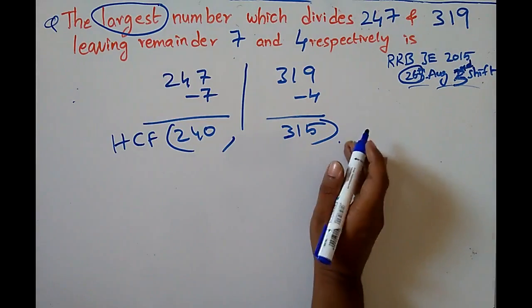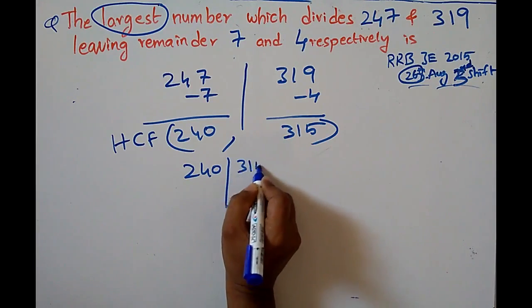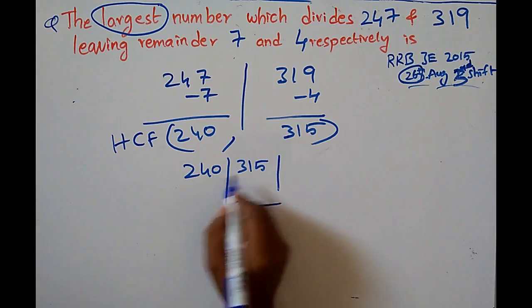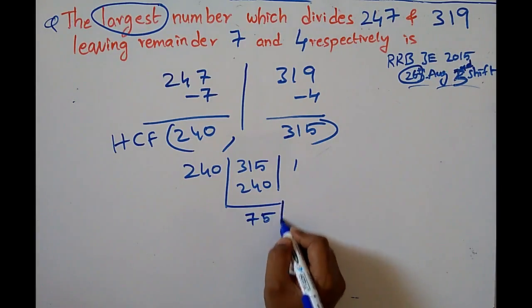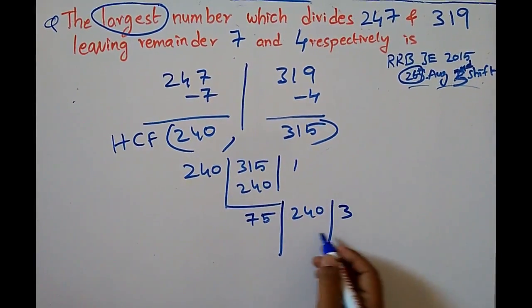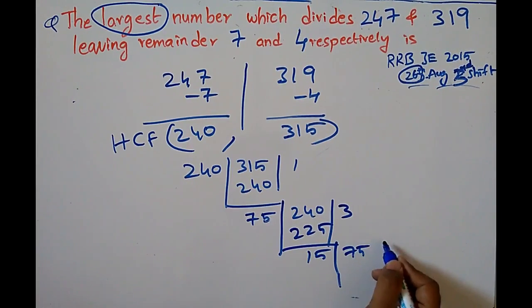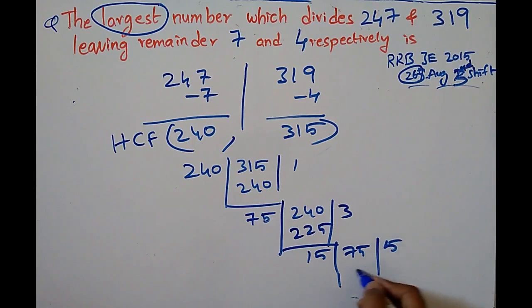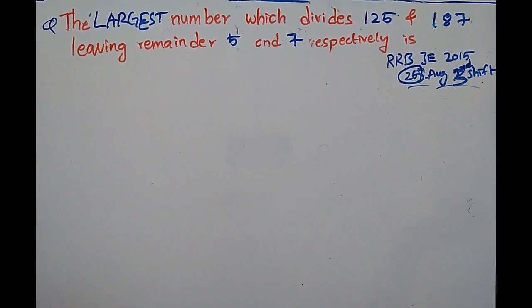How to find the HCF? I have told you. 240, 315. This is the long division method, friends. 240 once is 240, remainder 75. Then 240 divided by 75: 3 times is 225, remainder only 15. 15 fives are 75. So the last non-zero remainder, that is 15, is the answer, friends. Let us see another problem, friends.